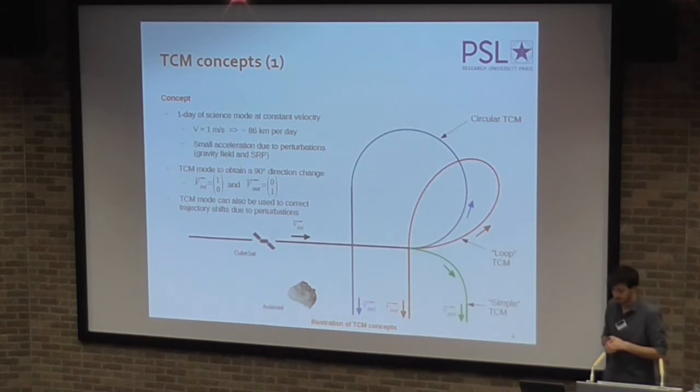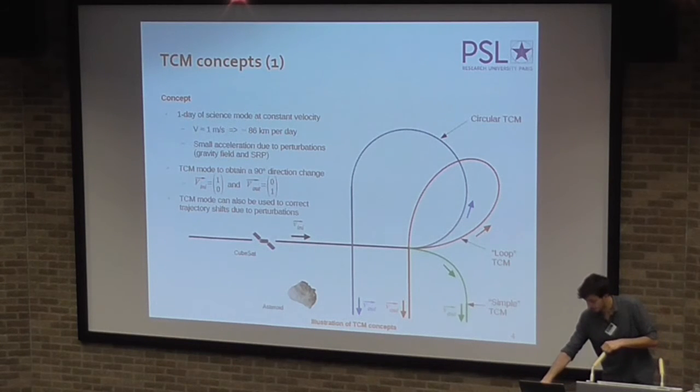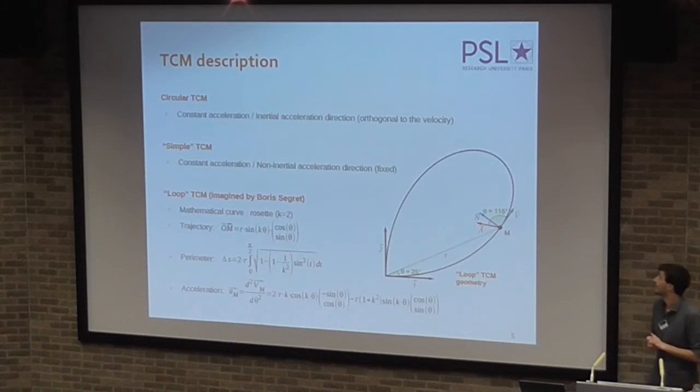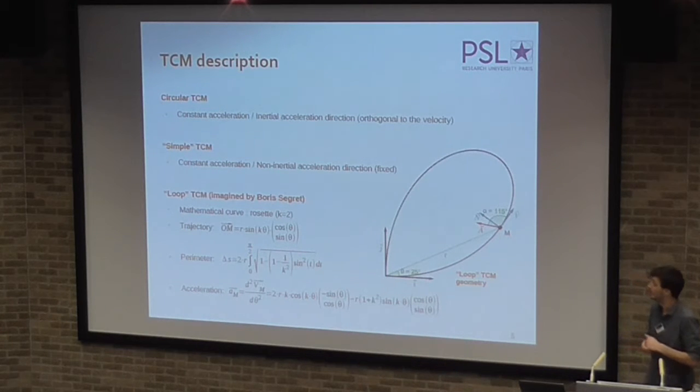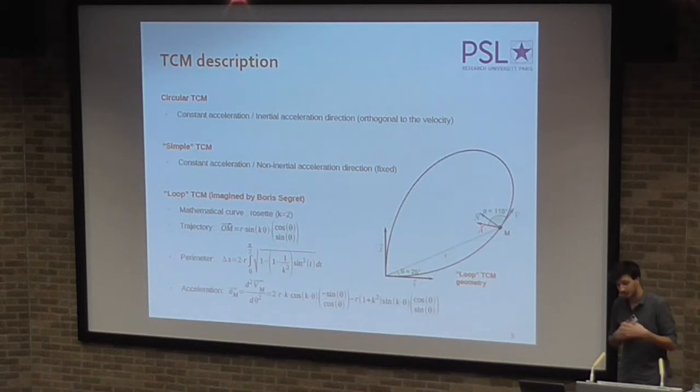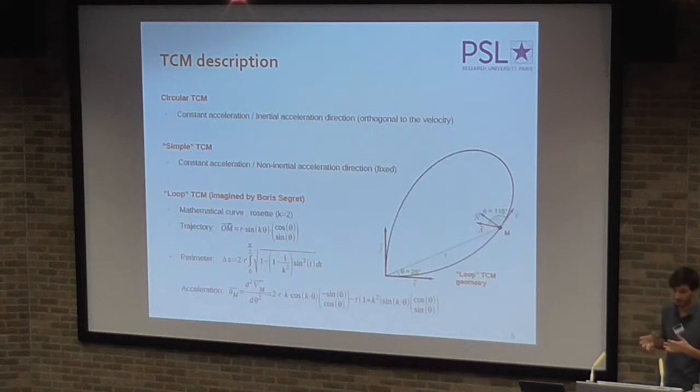And we just call it simple TCM. So they are actually, the circular one is just based on a constant acceleration with an initial direction. The second one, the simple TCM, is also a constant acceleration but with a non-inertial acceleration direction, which is fixed between the incoming velocity and the outgoing one. So it's a basic use of the two vectors.